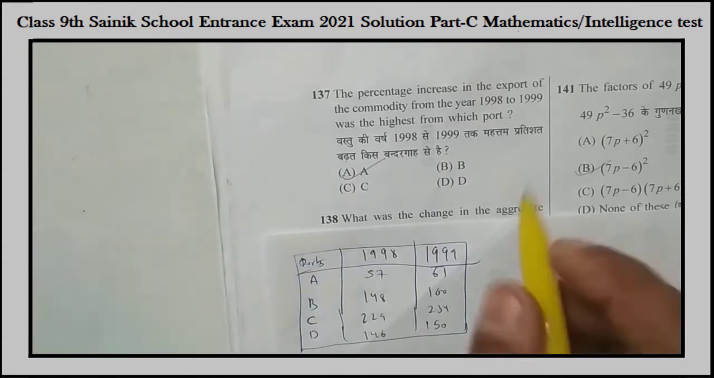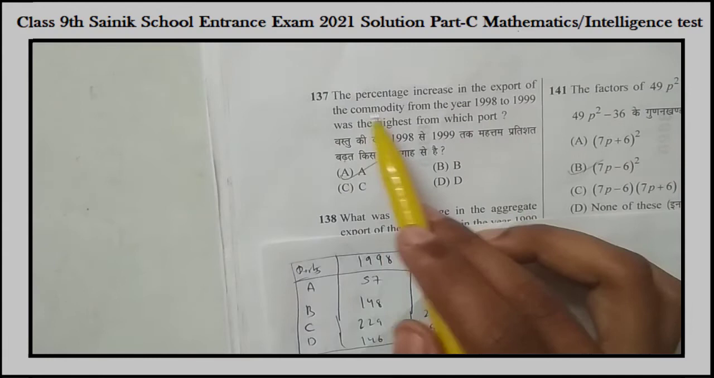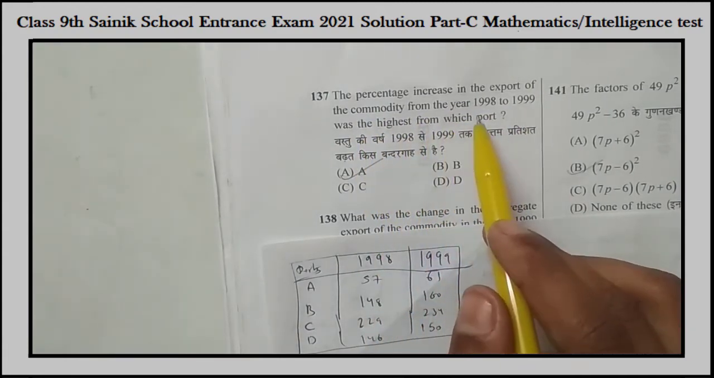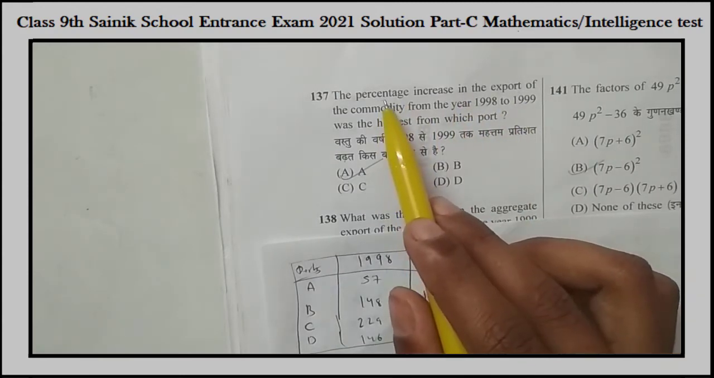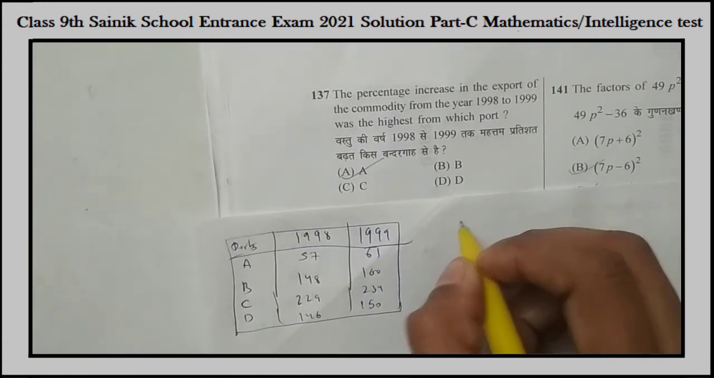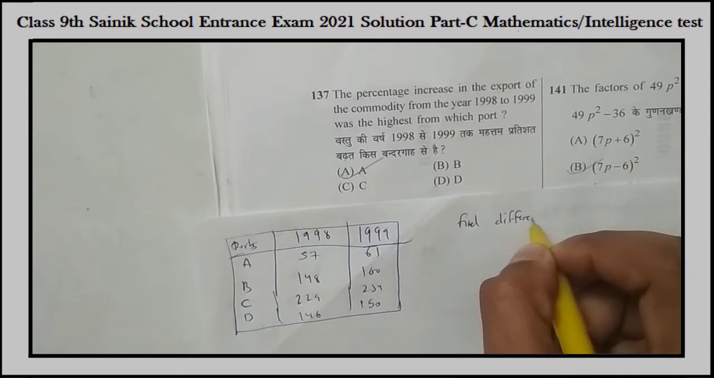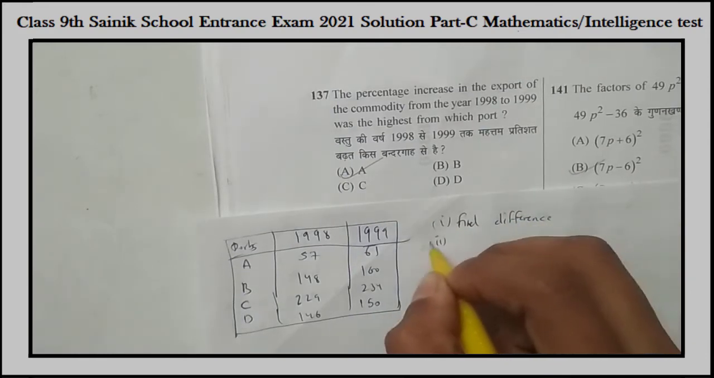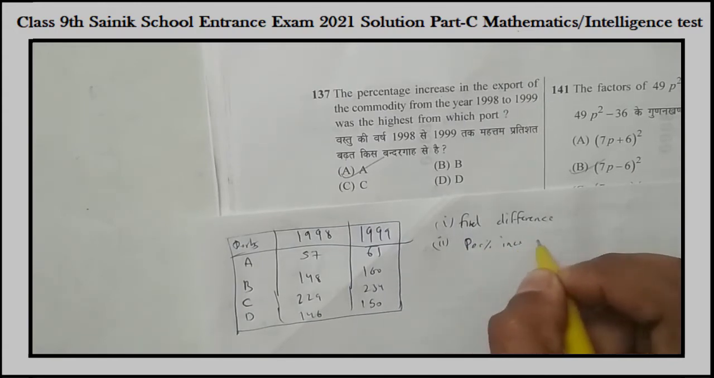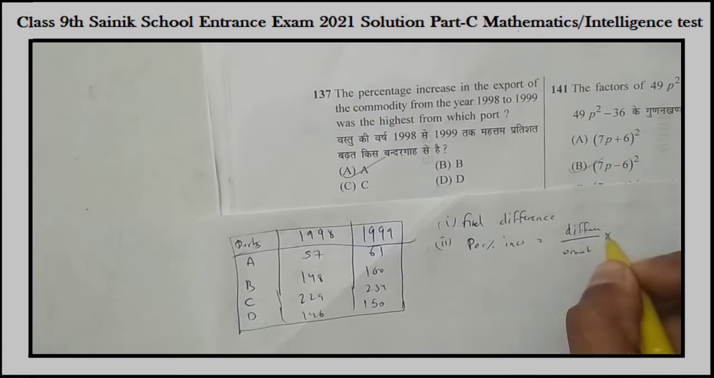So what is the first question asking? The first question is asking: the percentage increase in the export of the commodity from 1998 to 1999 was the highest from which port? It is asking for the maximum value of percentage increase. How can we solve it? First of all, we have to find the difference. Second, the formula of percentage increase is equal to difference divided by original value multiplied by 100.